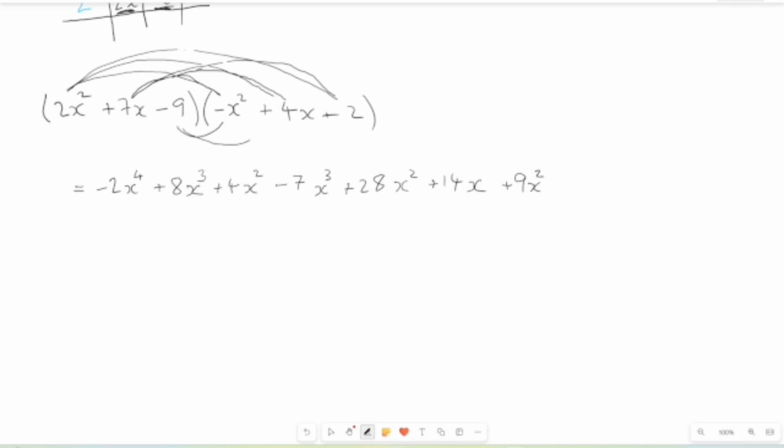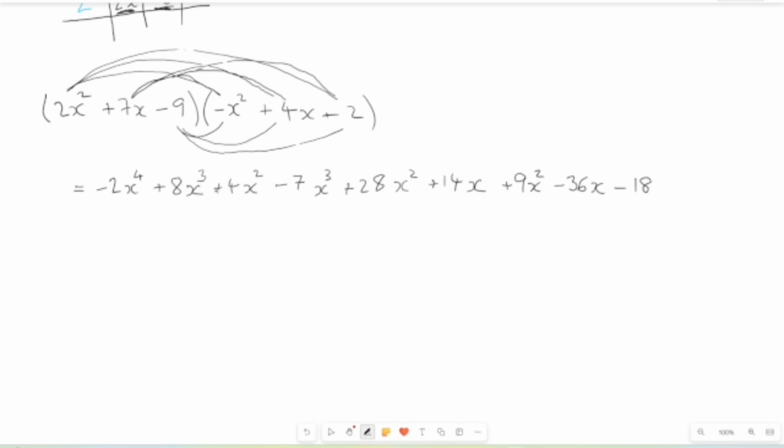Then we've got minus 9 times plus 4x. So 9 4s are 36, and it's all going to be negative. And there was an x at the end of the 4, it was 4x, so it's x. And lastly, minus 9 times plus 2. So that's going to give us a negative answer, and 2 9s are 18. So that is a valid answer for that multiplication.